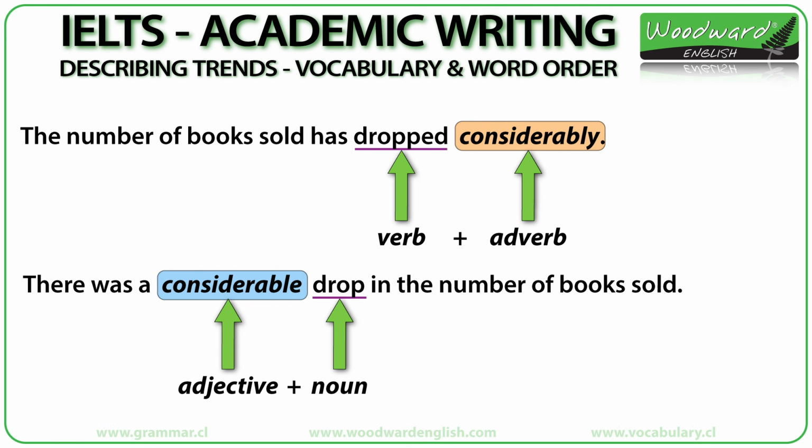As we saw earlier, we don't always use verb plus adverb to describe a trend. Sometimes we use an adjective plus a noun. The number of books sold has dropped considerably, which is an example of a verb plus adverb. There was a considerable drop in the number of books sold. This is an example of an adjective plus a noun. This means we need to learn some nouns too.